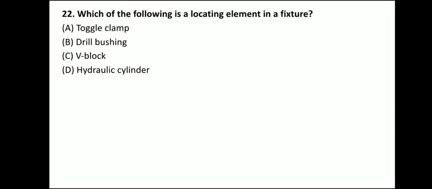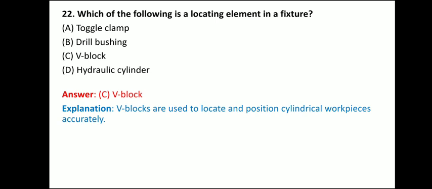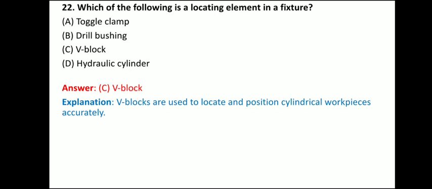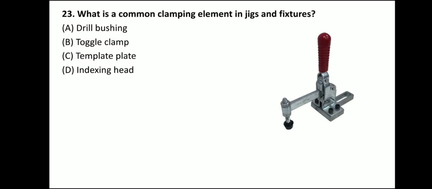Next question. Which of the following is a locating element in a fixture? The answer is V block. So V block is the locating element. We have seen its diagram in our previous questions. Next question. What is a common clamping element in a jig and fixture?